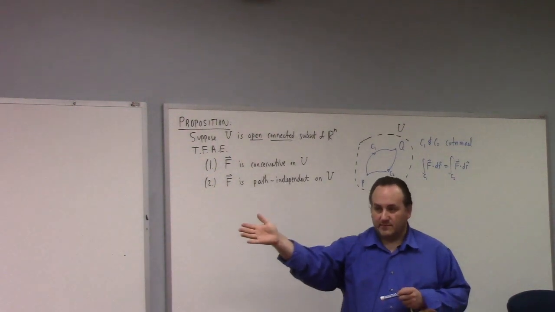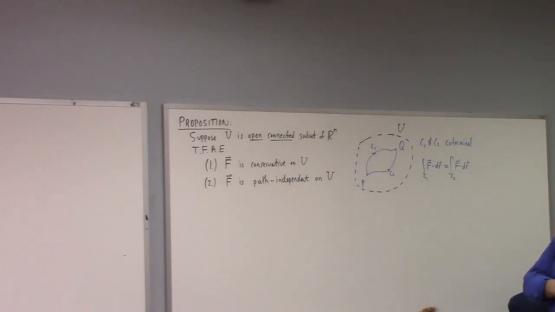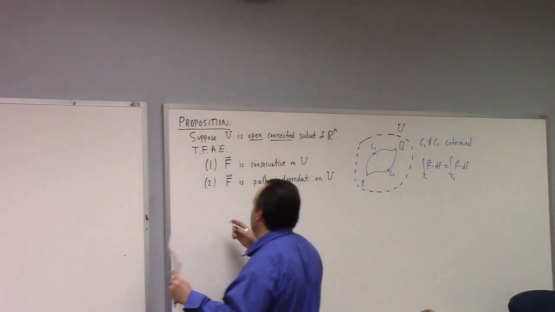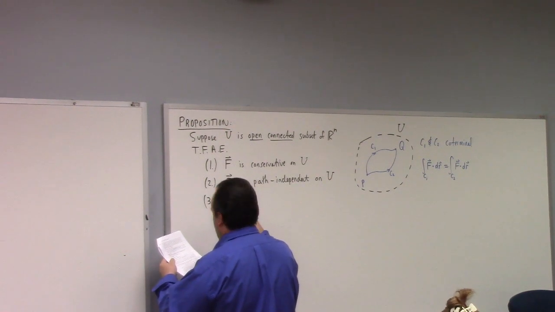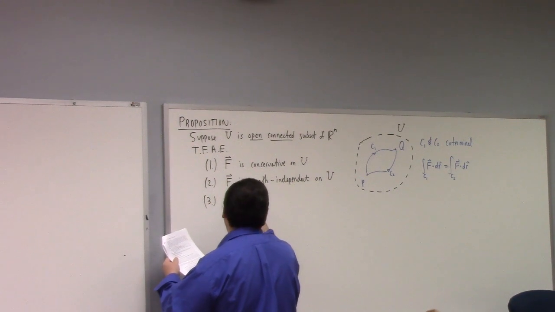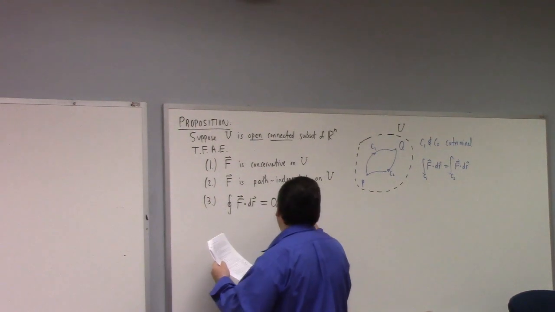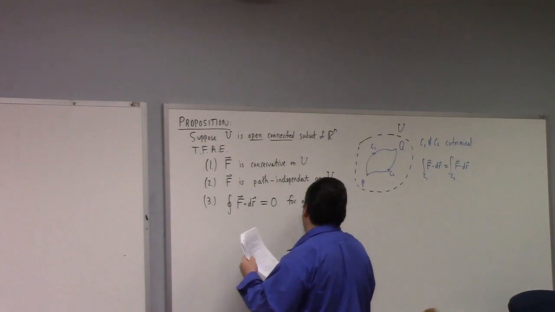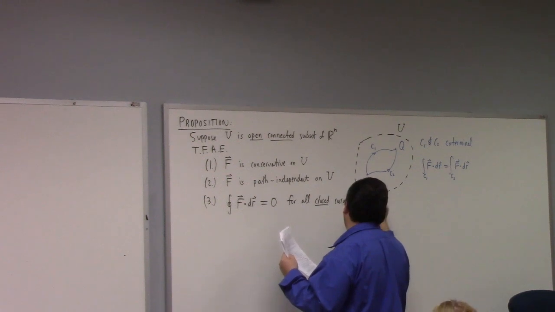Like my example 1, right? That has path independence because it only depended on the endpoints. Now, listen to me. Point number 3 here is that the integral around a loop is equal to 0 for all closed curves C subset of U, all right.